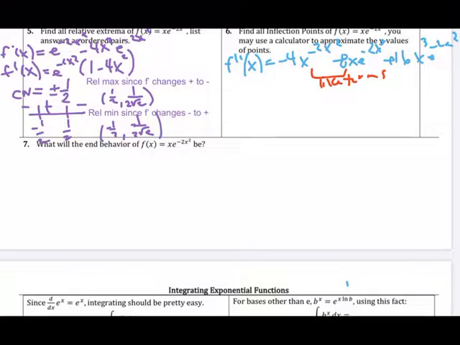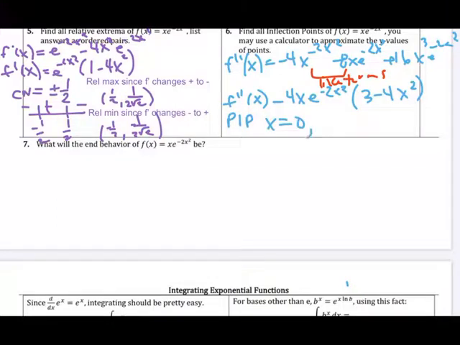Something I want you to notice is that we do have some like terms that we can combine. That would give us negative 12x e to the negative 2x squared. And then after we combine those, we can actually factor out negative 4x e to the negative 2x squared. And that would leave us with 3 minus 4x squared. So our possible points of inflection here are at 0 and plus or minus root 3 over 2.